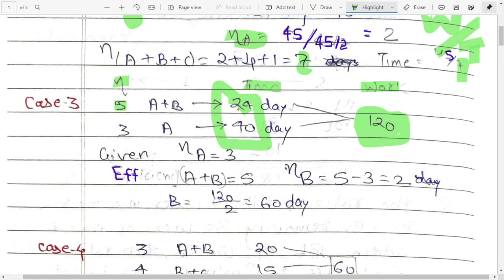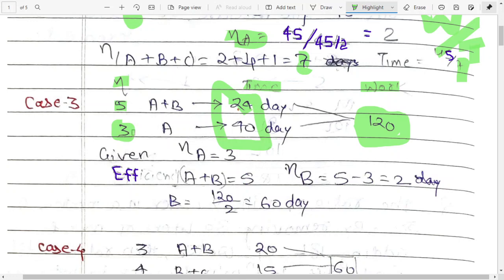That is the total efficiency when A and B are working together. Similarly, for the 120, if you divide by 40, you will get the answer 3, that is the efficiency of A when working individually. Total efficiency when they are working together, A plus B, was 5. When A is working alone, the efficiency was 3.